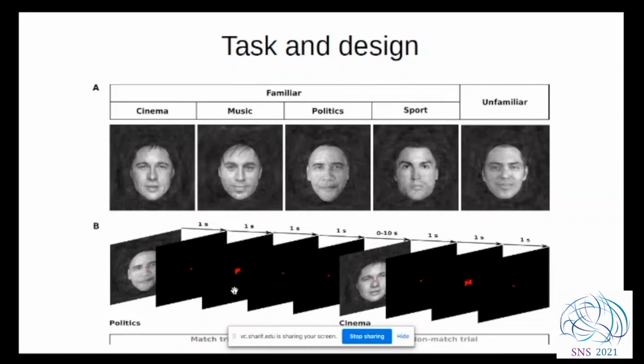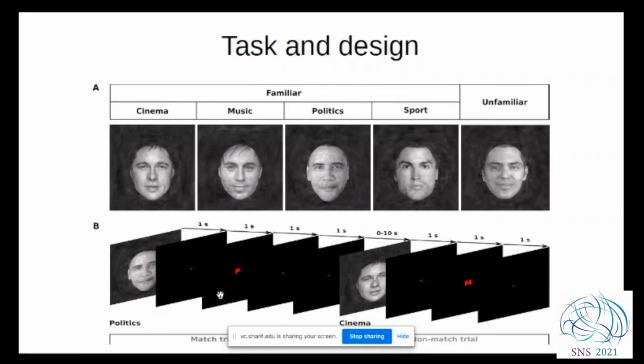Again, one of the reasons that we used this design was to minimize motor confounds, because if we had associated each face with a certain response of the finger, whatever we would have found in the fMRI map may have reflected the motor representations. By using this design, which is a match/non-match task, we basically dissociated representation of faces from motor representations.